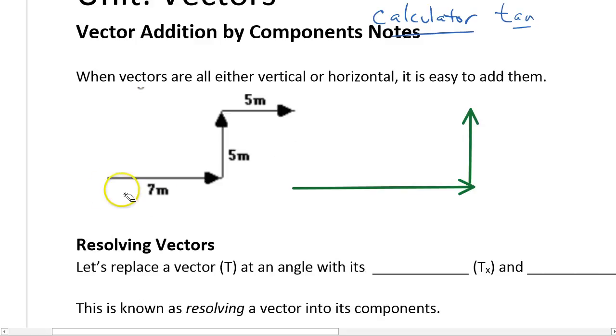So what we could do is add all the x's together and add all the y's together, right? The x's together would be 7 plus 5, and this one would be 5. And if we can get all the x's added together and all the y's added together, then it's a fairly straightforward process to say what's the resultant, and what is the angle of the resultant, right?